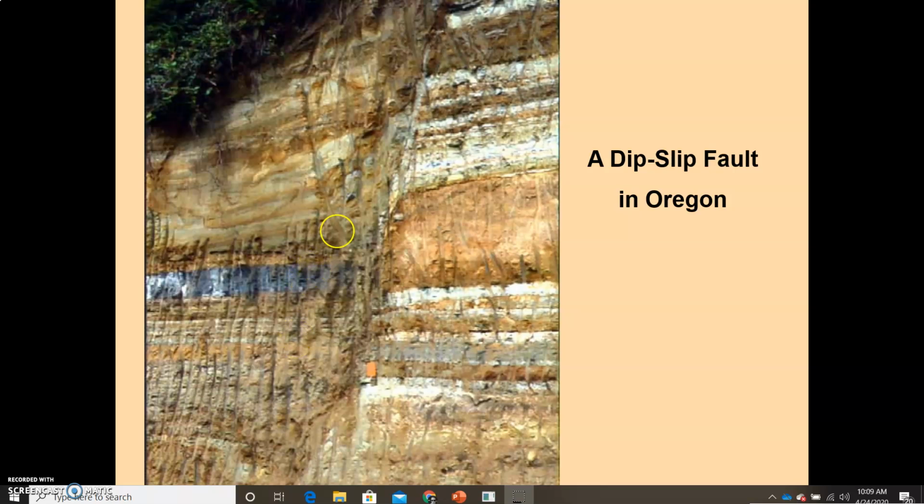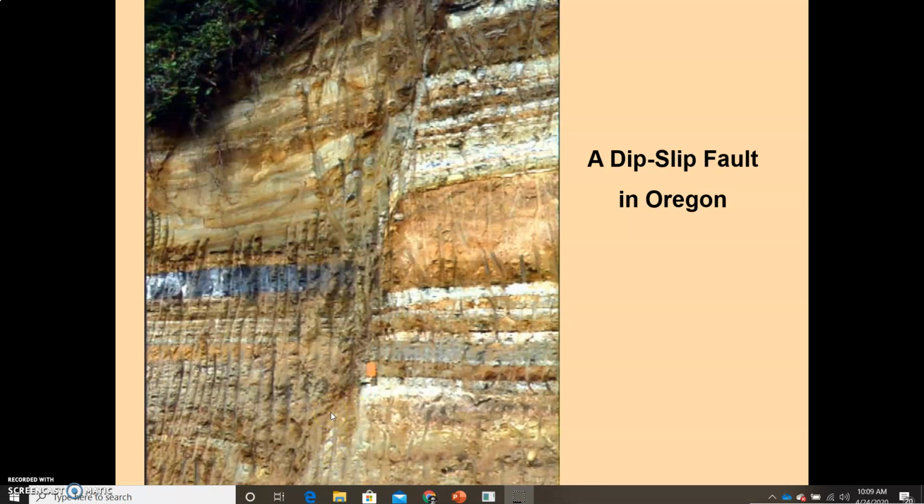So what type of fault would this be? This would be kind of a dip slip fault in Oregon, and you can see the different layers of rock here. It looks like this is kind of a soil profile, but these different layers are showing you a dip slip fault. So here's the fault plane, which is cut right through here.